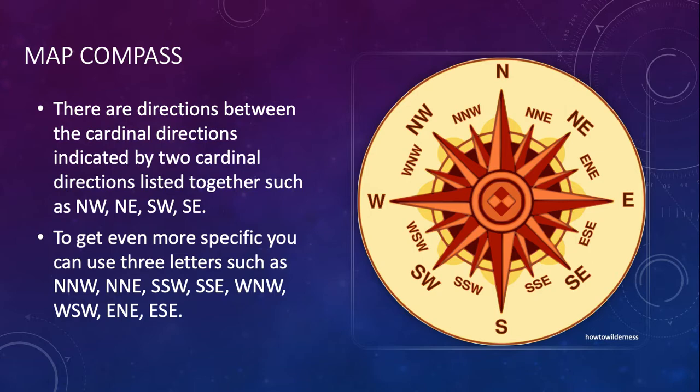There are also directions between the cardinal directions, indicated by 2 cardinal directions listed together, such as northwest, northeast, southwest, and southeast. To get even more specific, you can use 3 letters such as north-northwest, north-northeast, south-southwest, south-southeast, west-northwest, west-southwest, east-northeast, and east-southeast. So between west and northwest is west-northwest, and between north and northwest is north-northwest, for example.